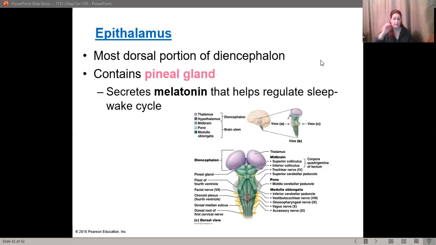The epithalamus is the third component of the diencephalon, and the structure that we're going to look at is the pineal gland. It is very deep in your brain, and it secretes melatonin that helps regulate the sleep-wake cycle. We'll talk about other functions of melatonin when we get to the endocrine system. That's why, in a way, you need to be careful how much you take, because melatonin is a hormone.